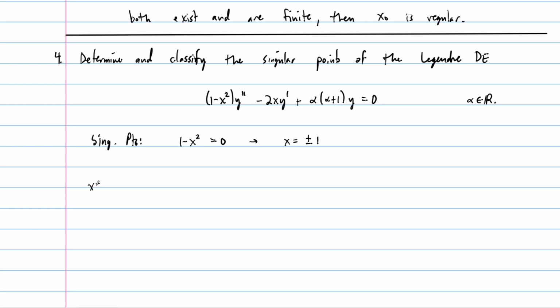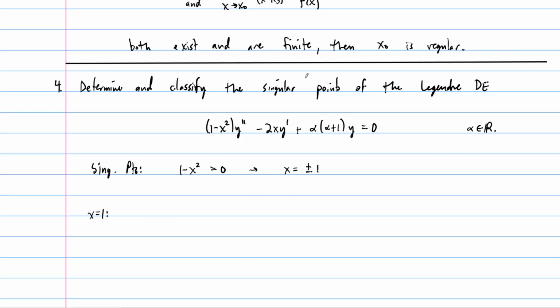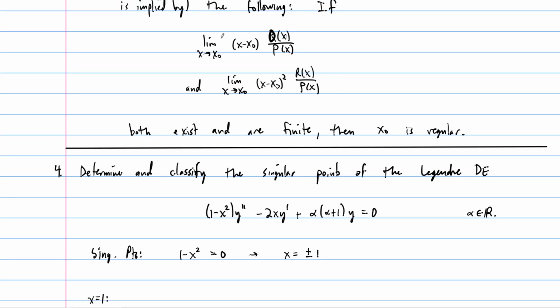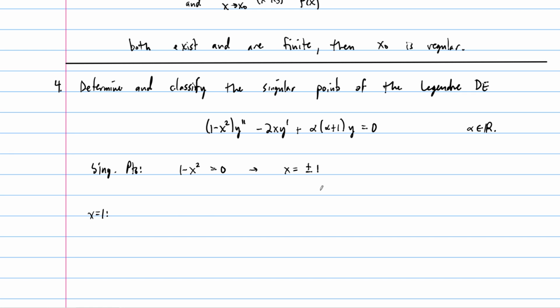We'll use this limit method to test whether they are regular or irregular. By the way, if either limit does not exist or is not finite, then we can automatically say that the singular point is irregular. So if you do one of them and it doesn't exist, you can stop and say it's irregular. To show that it's regular, you have to compute both of these. So let's start with x equals 1.